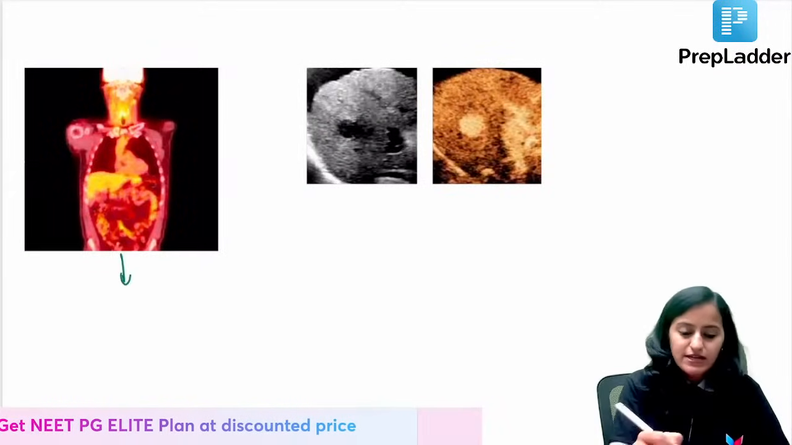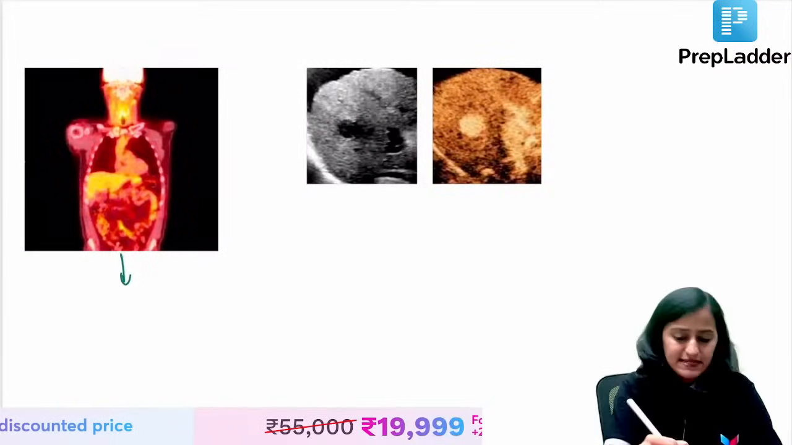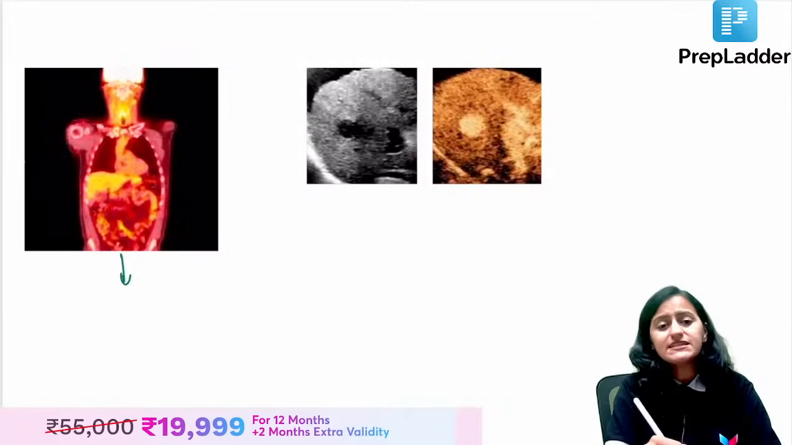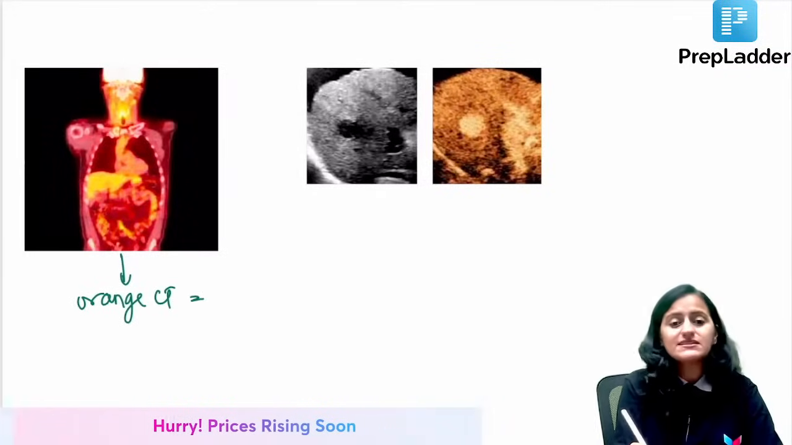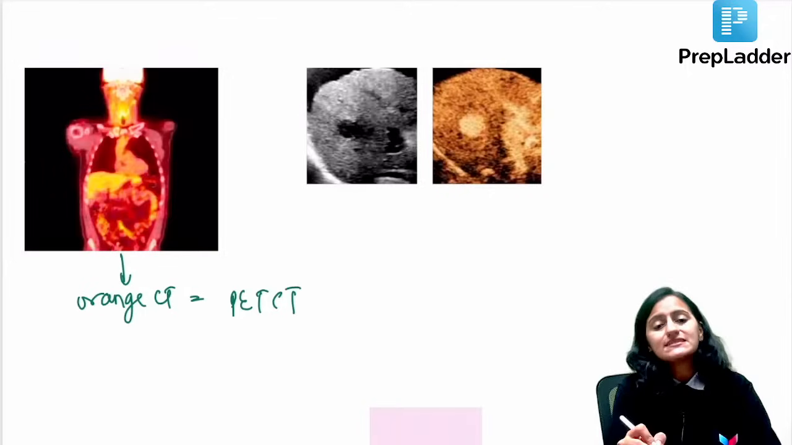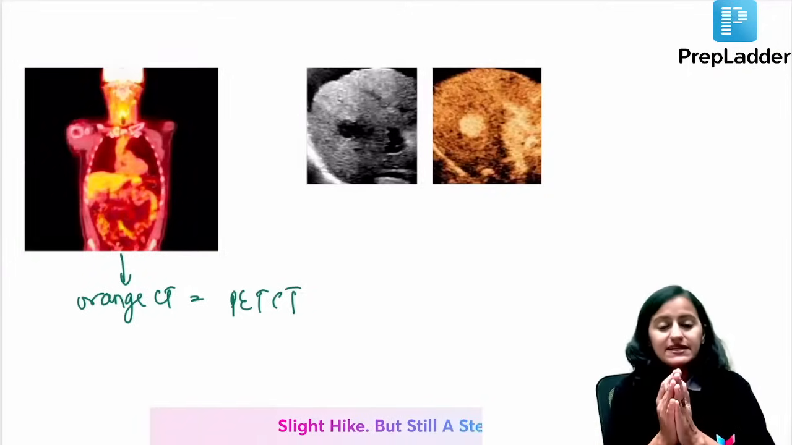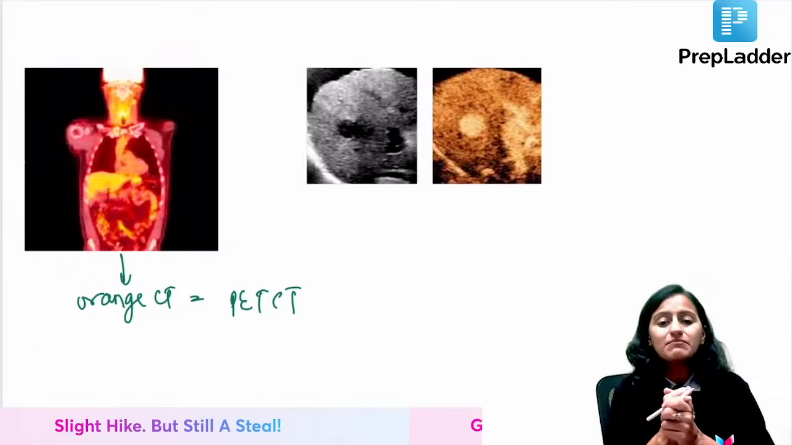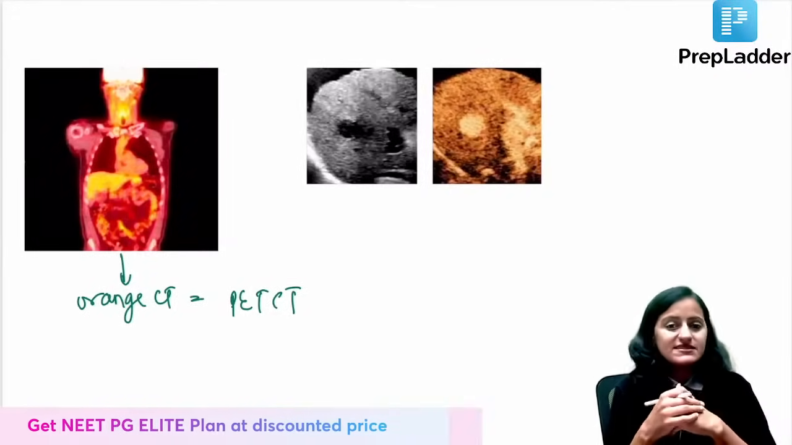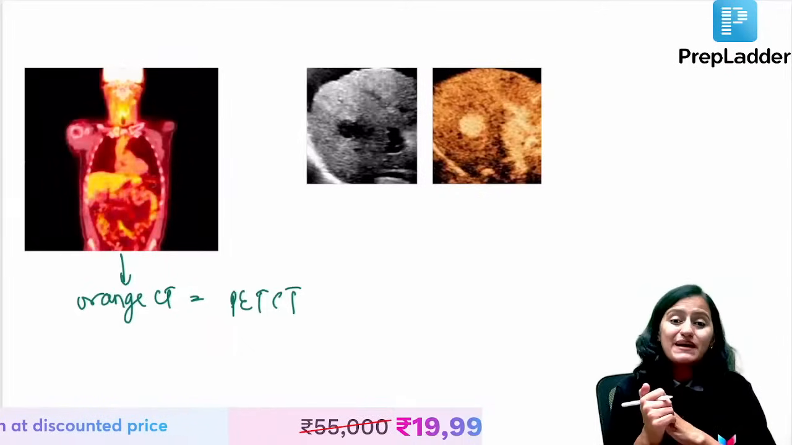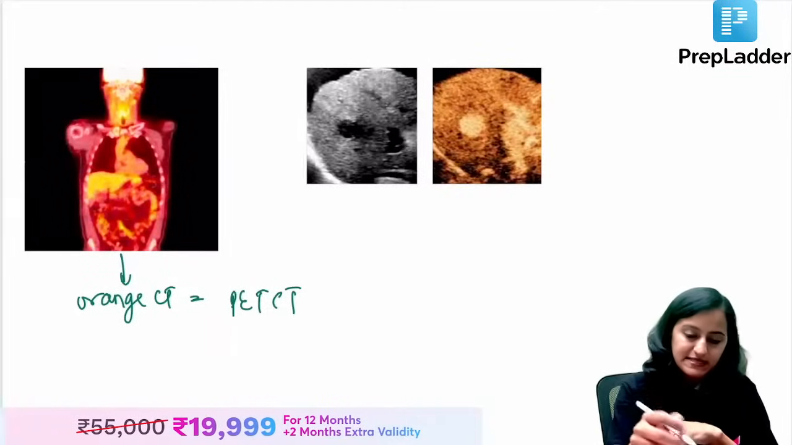What is this orange color image asked frequently in the exam? This is white bone CT. If you see an image which is orange CT like this, it is a PET CT. PET combined with CT. An example of hybrid or fusion imaging which is done for cancer staging. Right, so remember this is PET CT. Okay, this is PET CT.